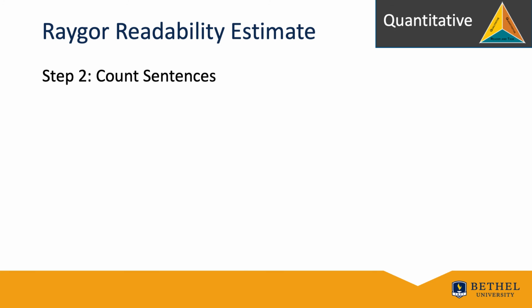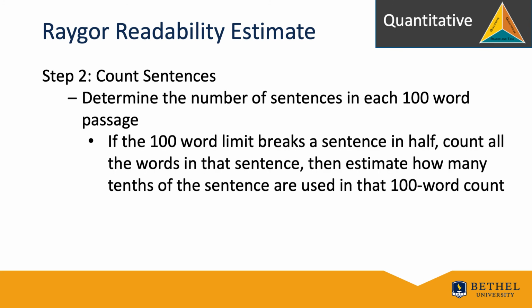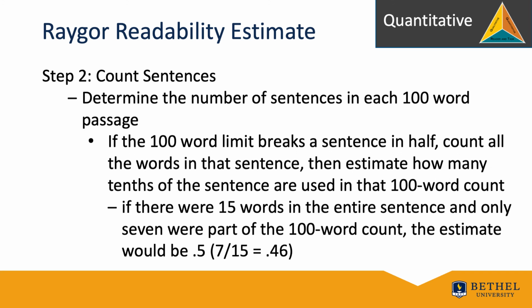Step 2, count the sentences. So determine the number of sentences in each 100-word passage. If the 100-word limit breaks a sentence in half, count all the words in that sentence, then estimate how many tenths of the sentence are used in that 100-word count. We saw this in Seed Folks, the examples earlier. For instance, if there were 15 words in the entire sentence and only 7 were part of the 100-word count, the estimate might be 0.5, that is 7 out of 15 equaling 0.46, round up to 0.5.